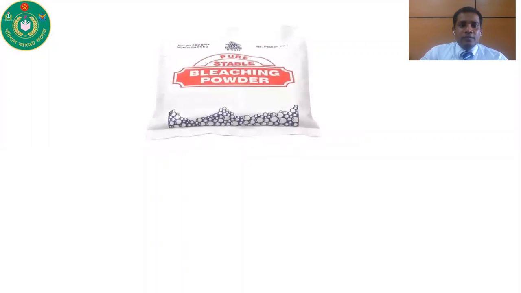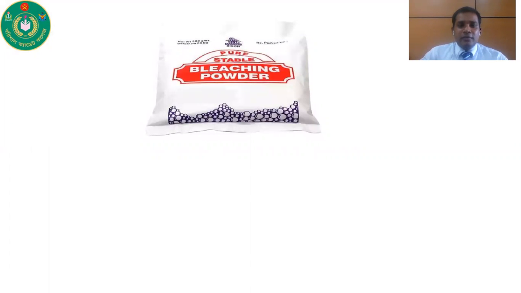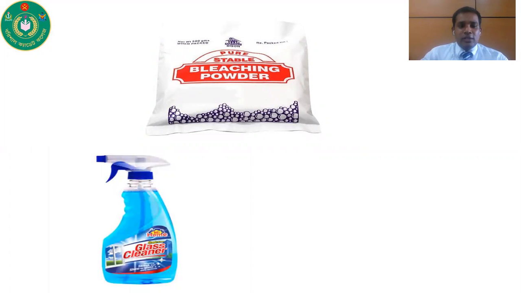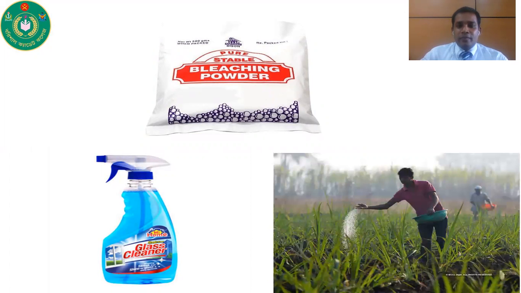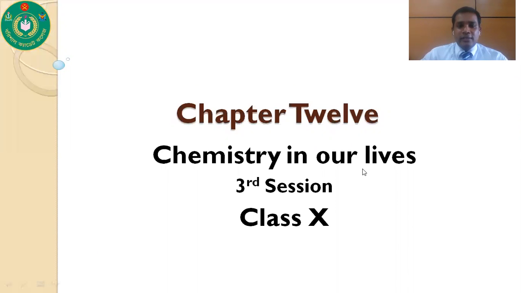You can see a picture of bleaching powder. You can also see glass cleaner, and you can also see people spreading fertilizer in the fields. From this picture you can guess, today we discuss the third session of Chemistry in Our Lives, chapter 12 for class 10.